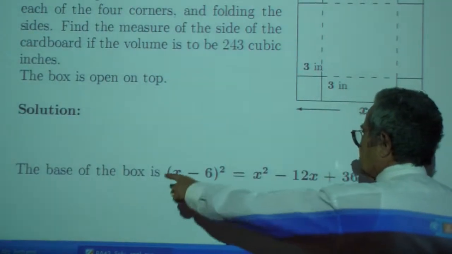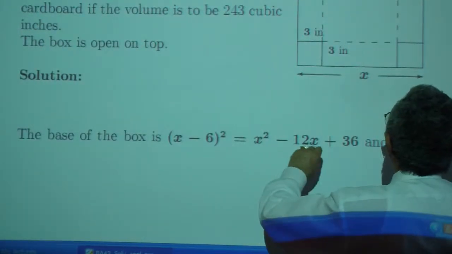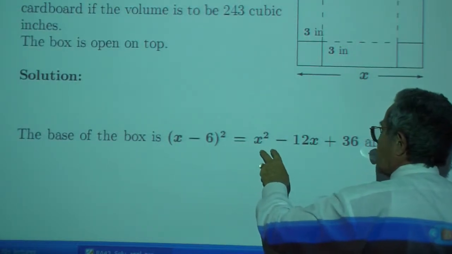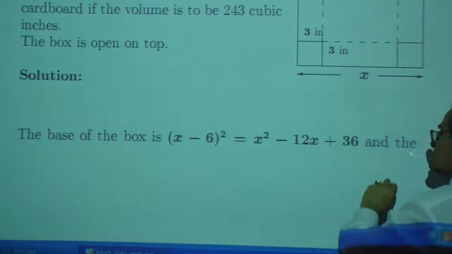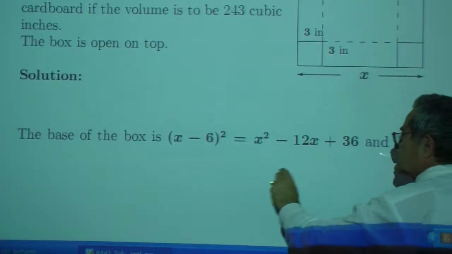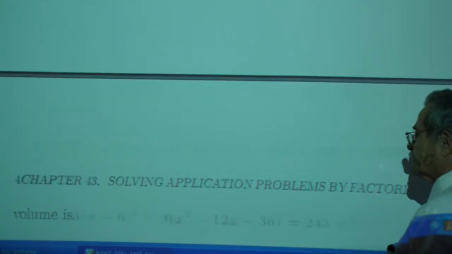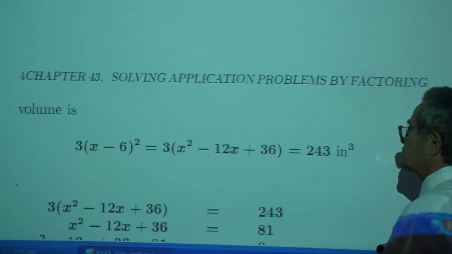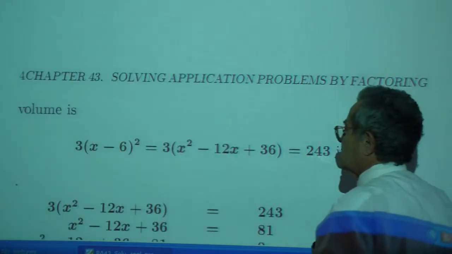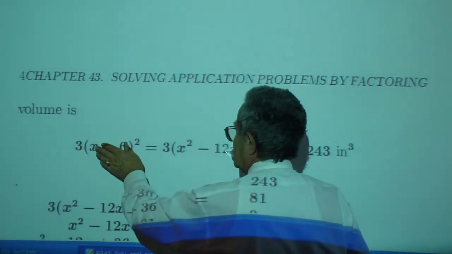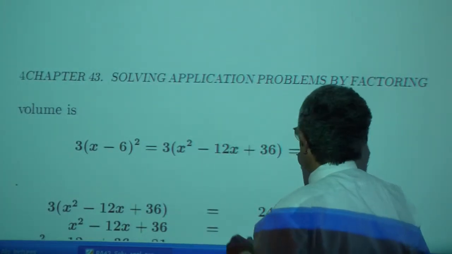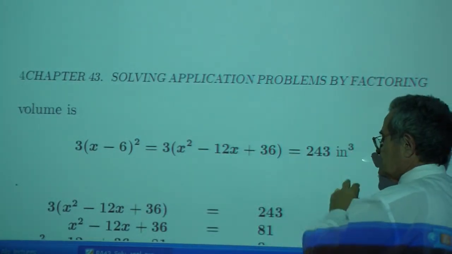Solution. The base of the box is x minus 6, 3 here and 3 here. So x minus 6 squared, which is x squared minus 12x plus 36. Don't forget the double product term, 2 times 6 times x. So this was the base. The height is 3, and that is supposed to give you 243.